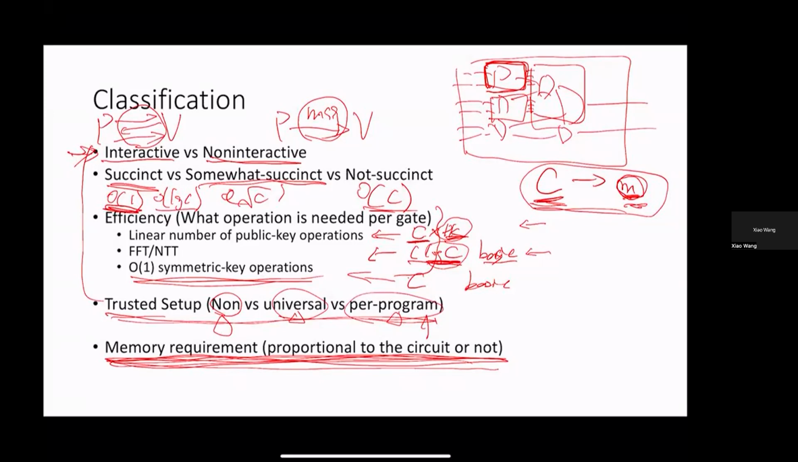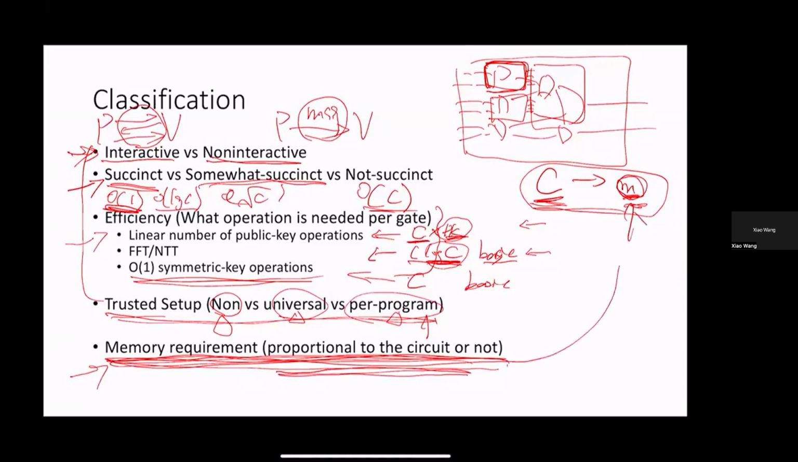We want the execution of zero knowledge proofs to be as close to the insecure plain text computation as possible. We want it to have as small communication as possible, and computation as fast as possible. We also want the memory requirement to be close to plain text computation as much as possible. So ideally we would want the memory usage to be proportional to what is needed to evaluate the circuit, which is M.